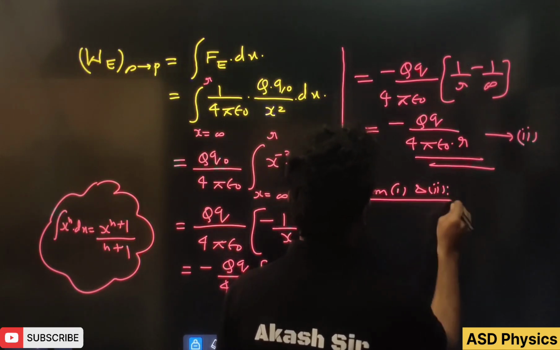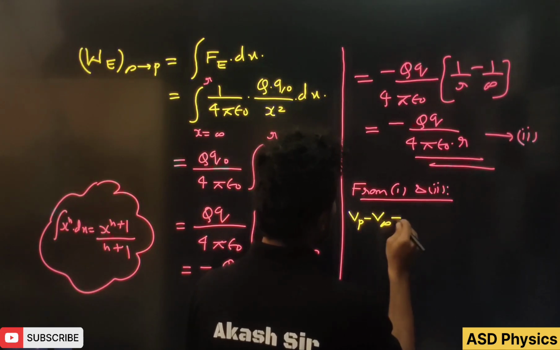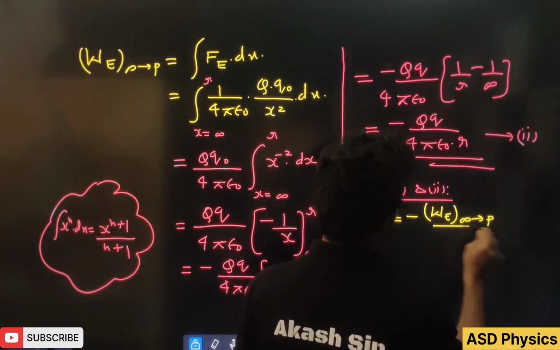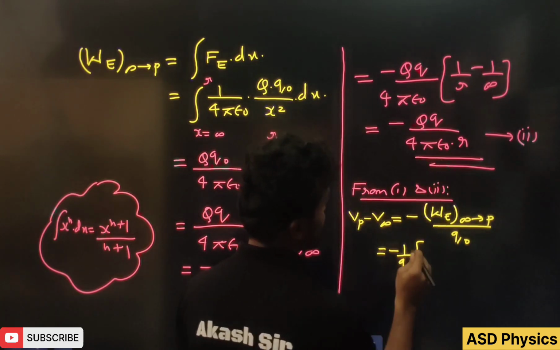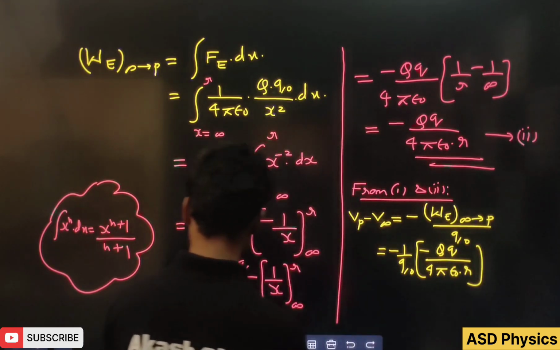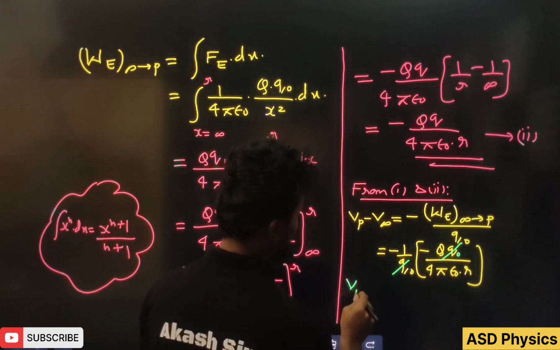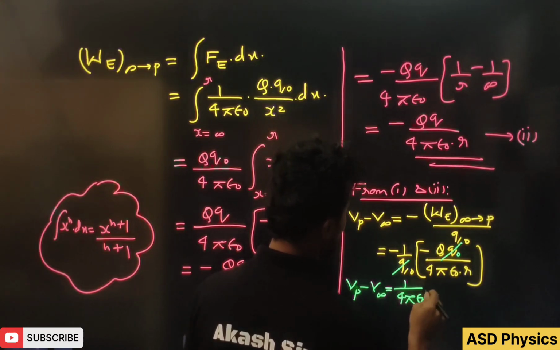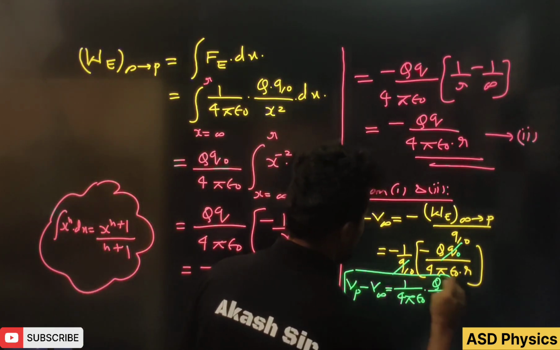From 1 and 2, what can we write? Vp minus V infinity is minus work done by electrostatic force from infinity to P, divided by Q naught. Now minus 1 by Q naught, put the value here. Can you see what will cancel out, students? This Q naught and this Q naught cancel out. So Vp minus V infinity is equal to 1 by 4 pi epsilon naught into Q by r. This is the actual expression.